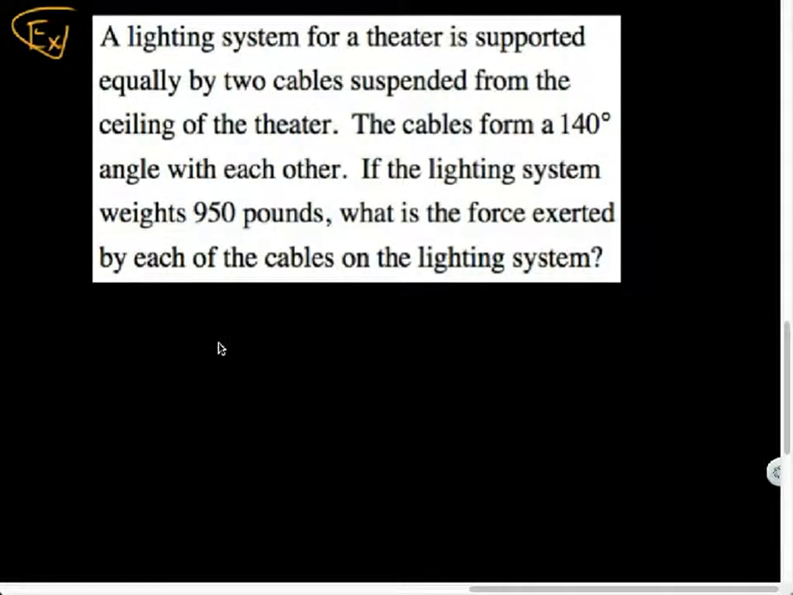Another equilibrium problem, or so we hope, until Zorro goes swinging on our chandelier. Well, it just says it's a lighting system, but I'd like to think of this as a chandelier of sorts. So it says it's supported equally, all right, so that's important, by two cables suspended from the ceiling of the theater. Now, if it's supported equally, could it look like this with 140 degrees?